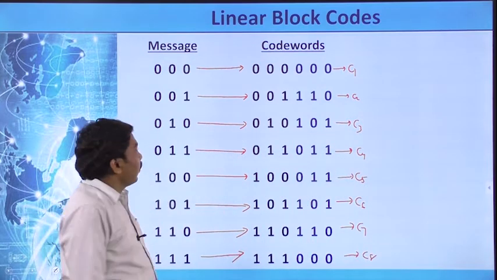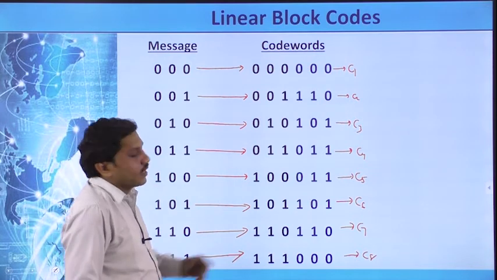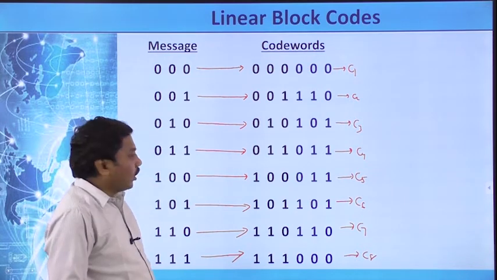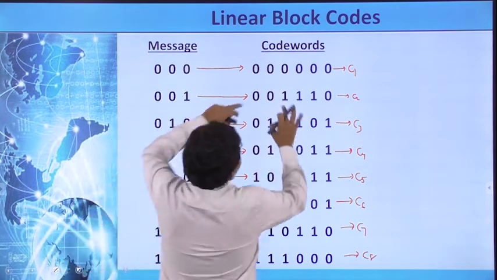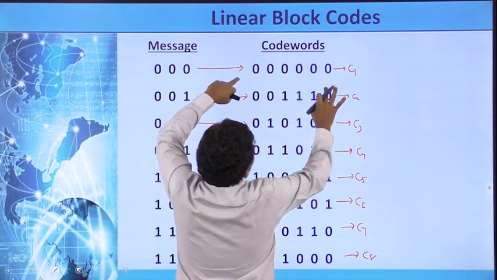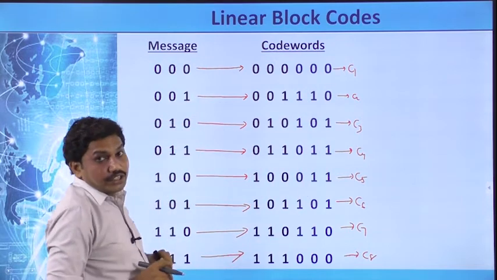Right? So if you observe these two clearly, what can you find in this one? Carefully look here. How many bits are there in the code word? 6, because n is given as 6. Right?